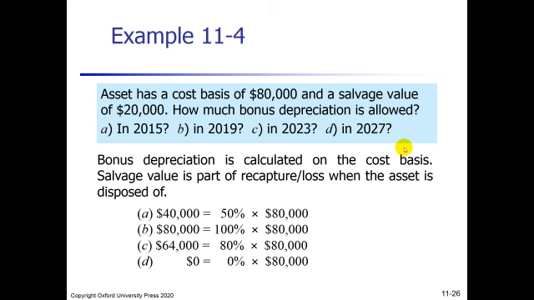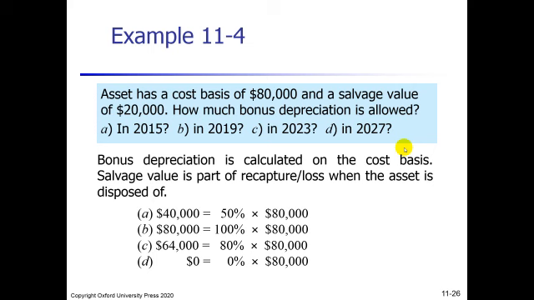Now keep in mind, for other depreciation models we have used, we have considered the salvage value. Within this model, we are not having to consider the salvage value at all. So the $20,000 salvage is completely irrelevant to what we get for bonus depreciation.